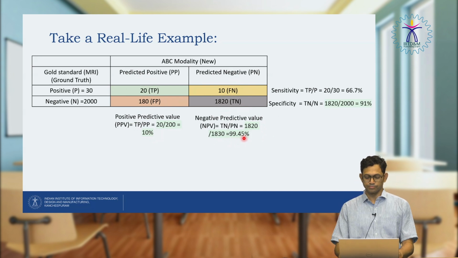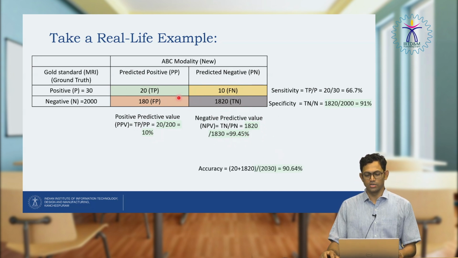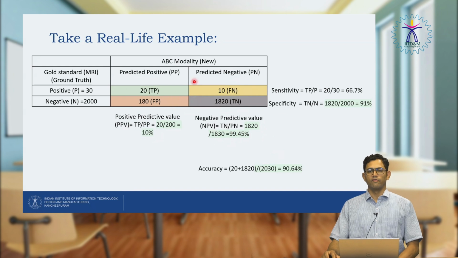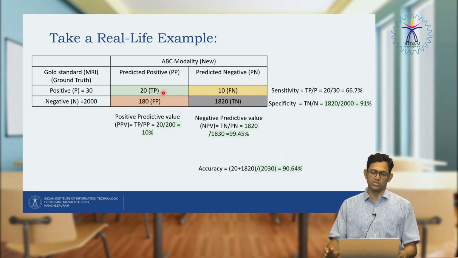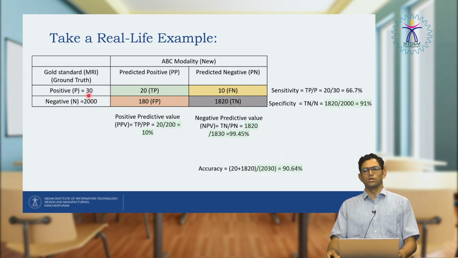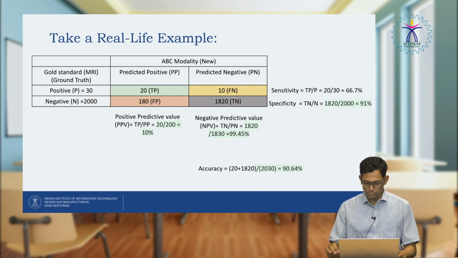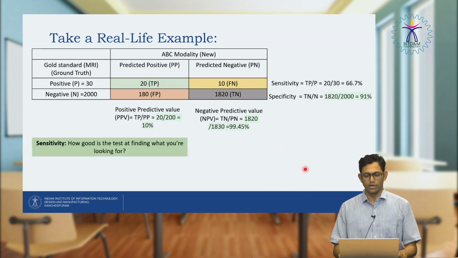99.45%. Okay, and the accuracy you can find by taking in the numerator the number of truly found positive or negative, that is 20 plus 1820, divided by the total number of subjects, that is around 2030. That comes to around 90.64%, which is a very high number for an accuracy, right. So let us try to understand what we mean by these terminologies.